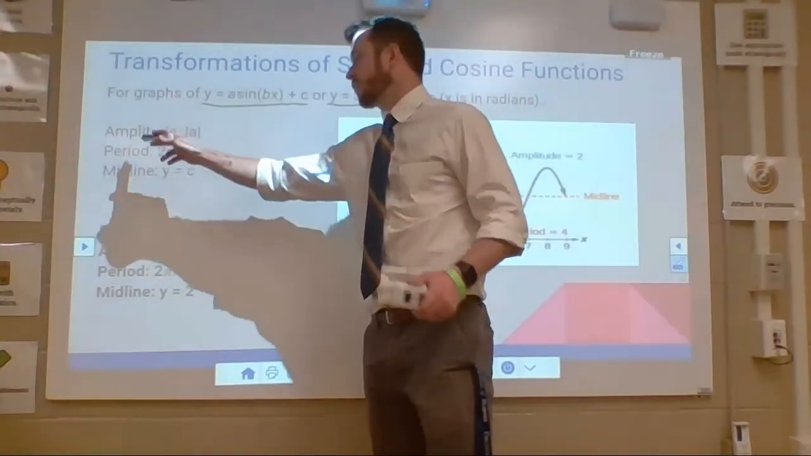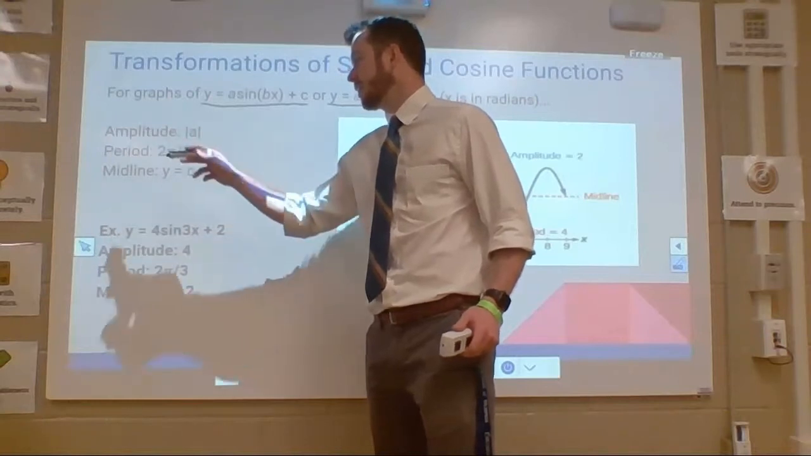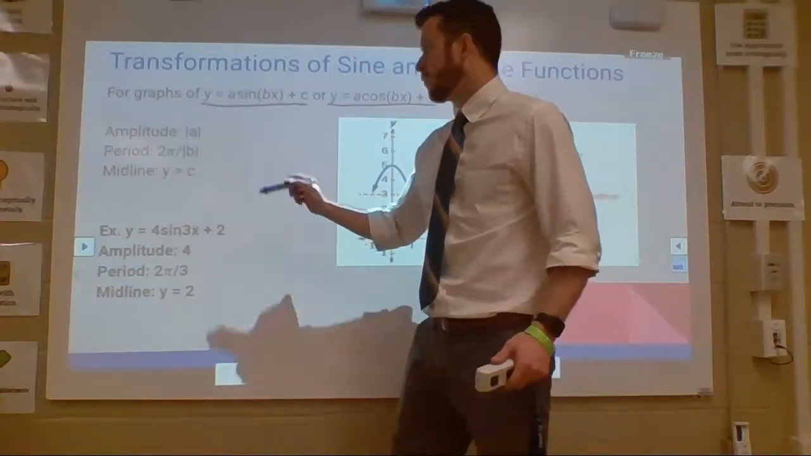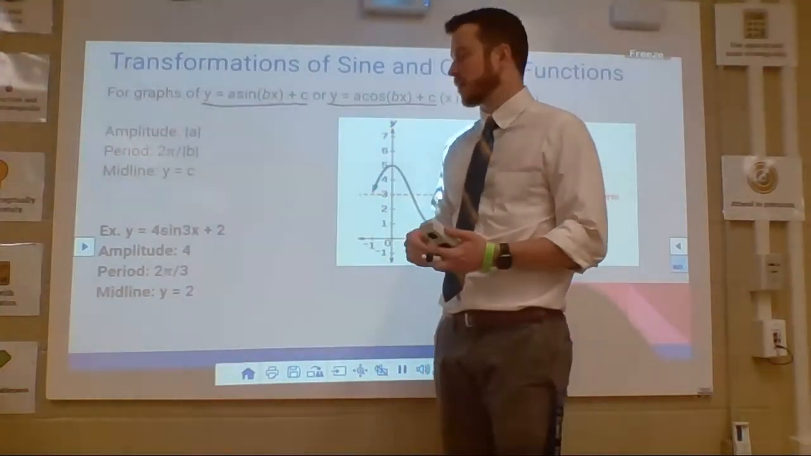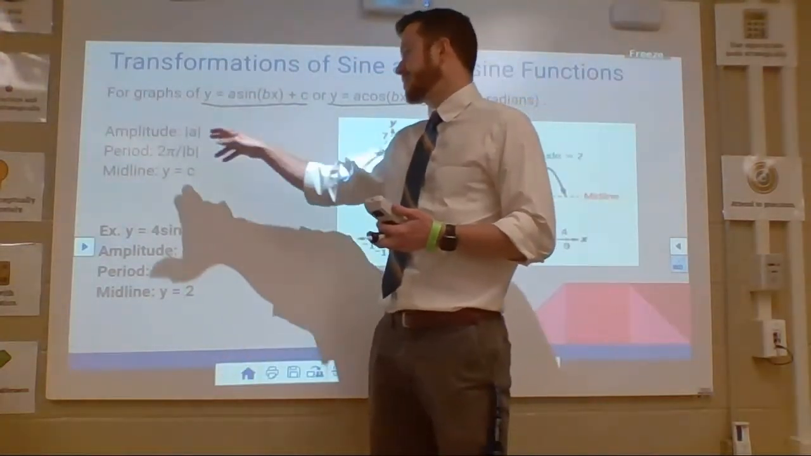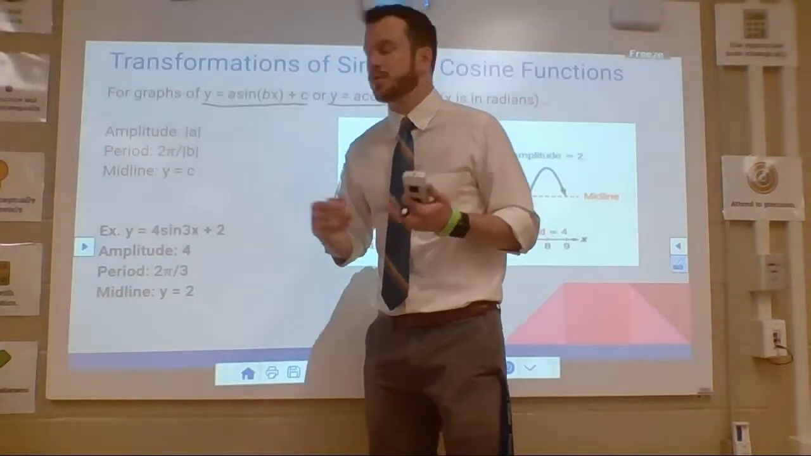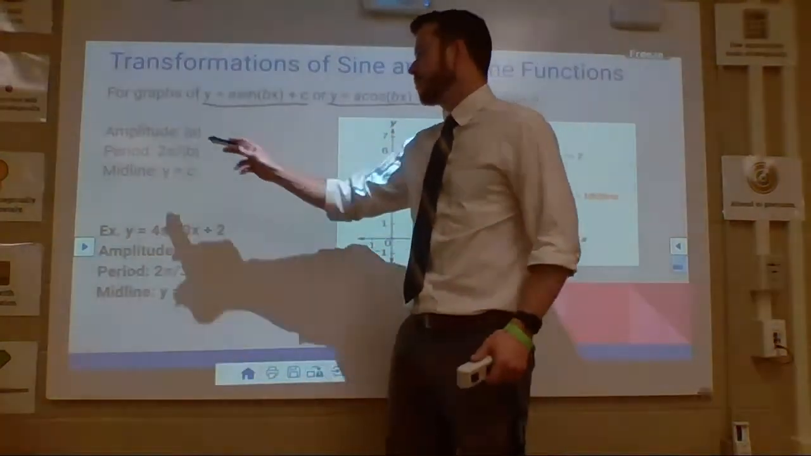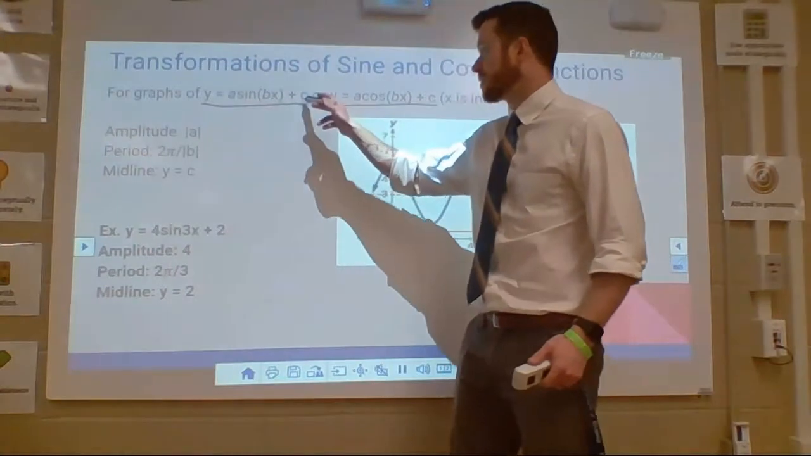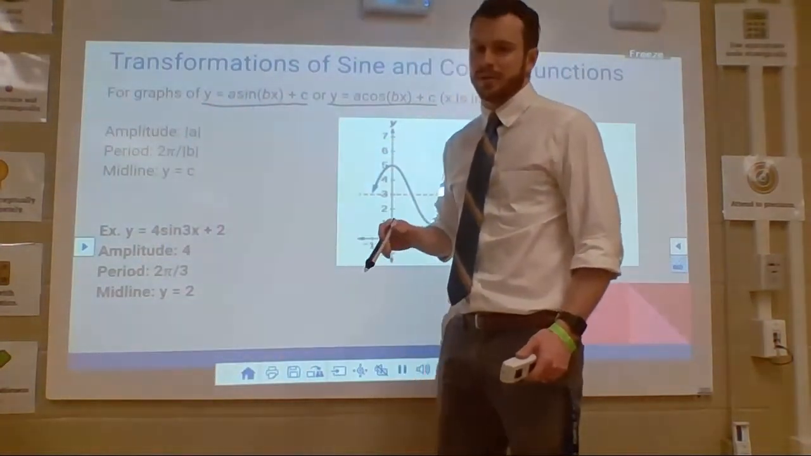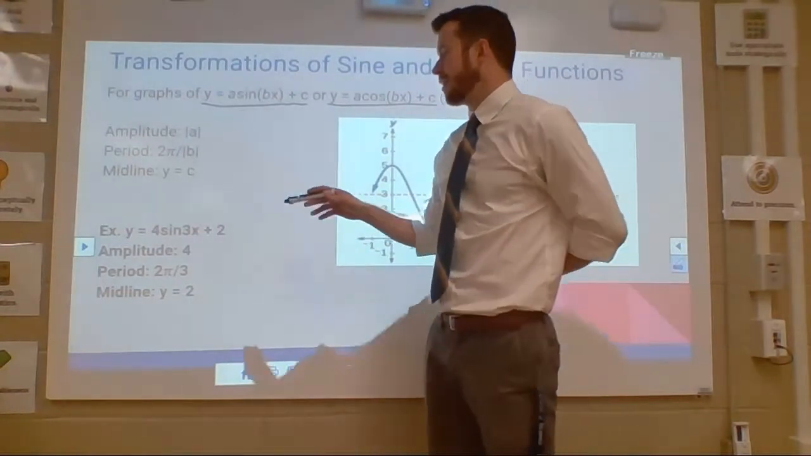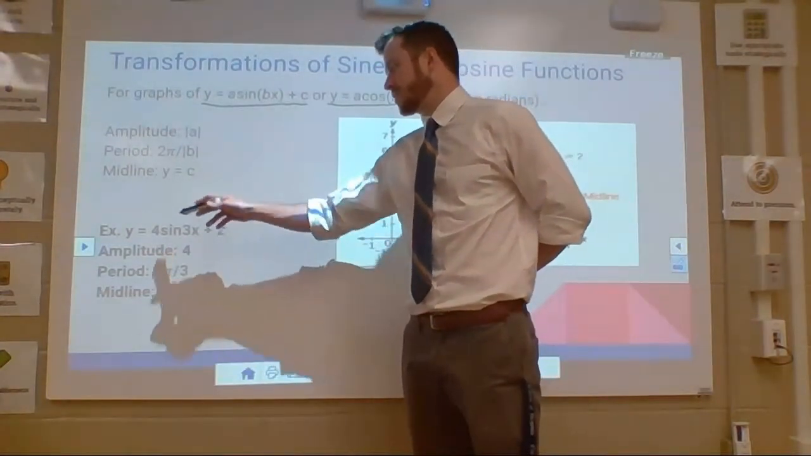Here are some formulas for the amplitude, period, and midline. For the amplitude, you just take the absolute value of a. For period, you're going to take 2 pi and then divide it by the absolute value of b, and the midline is going to be y equals c. So get those formulas copied down. Make sure you know those, and then let's look at this function here.